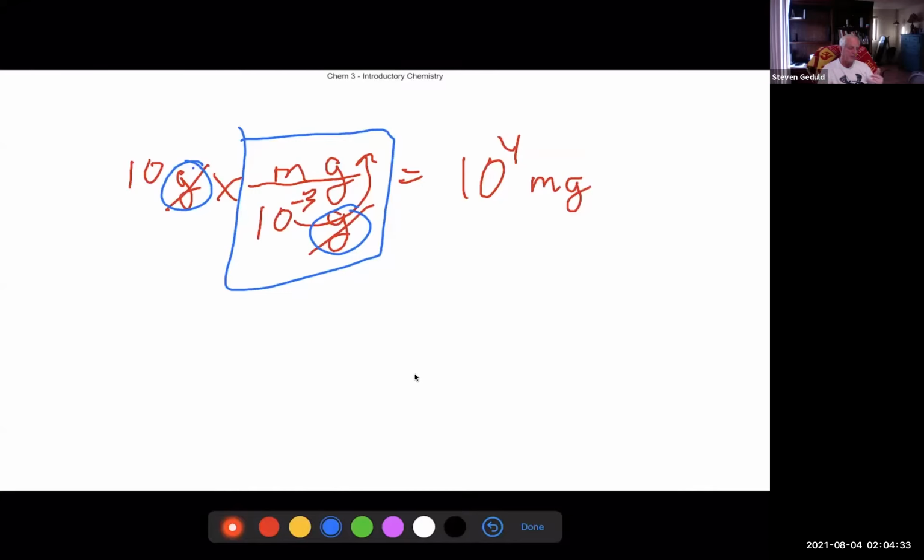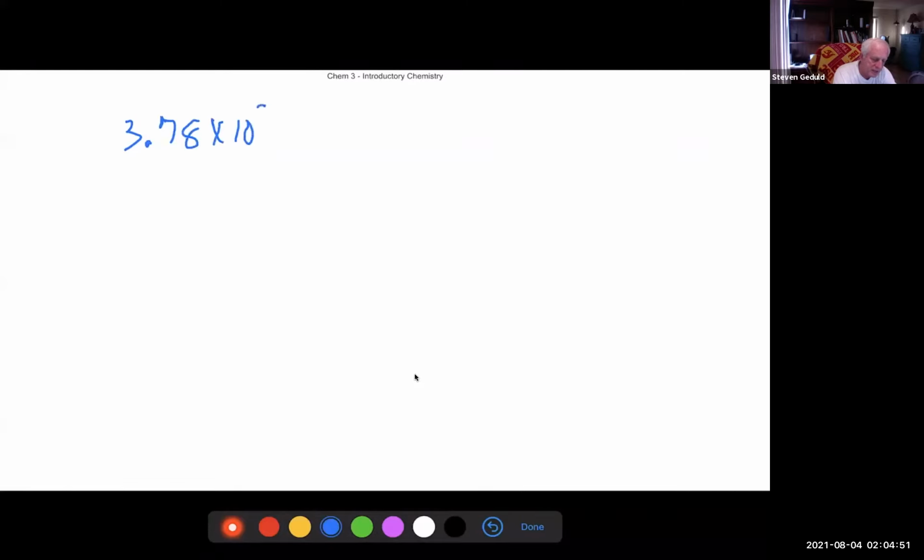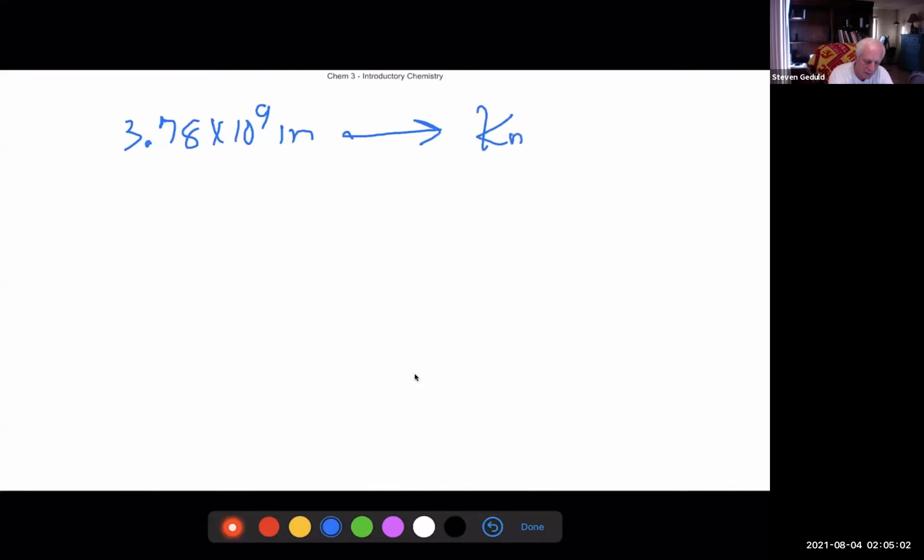We can convert from the metric to the metric system, English system to the English system, or we can convert English to metric or metric to English. You can do any of those conversions. Say you want to convert, let's give an example here. Say we have 3.78 times 10 to the 9th inches, and we want to convert that into, say, kilometers. We want to go to kilometers.